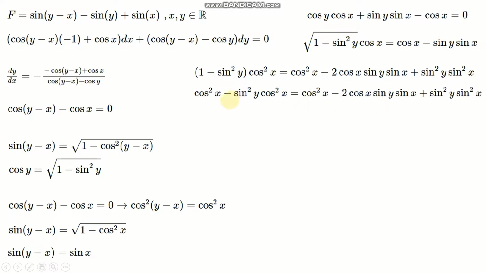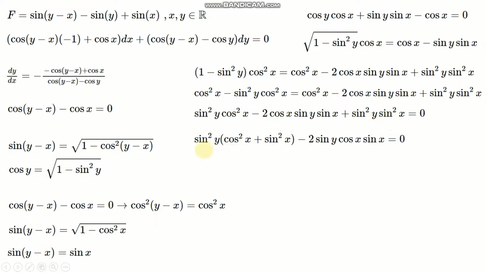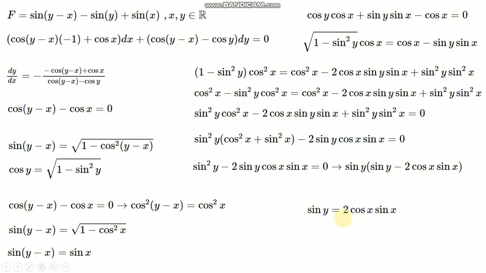The left side of the equation becomes cos²x - sin²y cos²x. Rearrange the equation and cancel out cos²x. We have sin²y cos²x - 2 cos x sin y sin x + sin²y sin²x equals 0. Factor out the sin²y on the first and the third term. We have sin²y (cos²x + sin²x) - 2 sin y cos x sin x equals 0. cos²x + sin²x is equal to 1. The equation becomes sin²y - 2 sin y cos x sin x equals 0. Factor out sin y, we have sin y times (sin y - 2 cos x sin x). The solution for sin y is 2 cos x sin x.